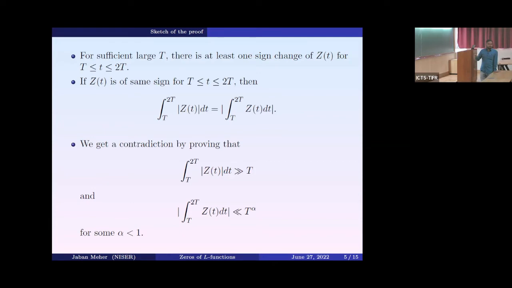The idea is very simple, but of course you have to do all this calculation of how to get this lower bound. The upper bound is relatively easy, but the lower bound also, sometimes it depends on which L function you are considering. So sometimes this may become difficult and sometimes the other one.